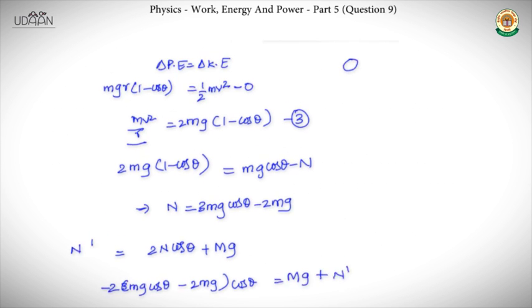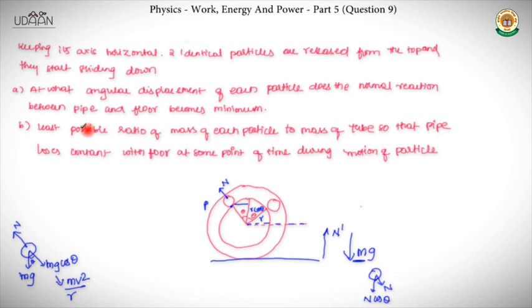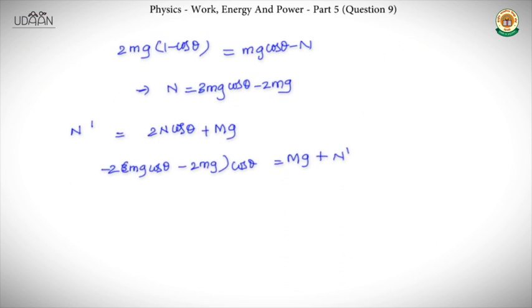As we required N dash in the given question, what is asked is: at what angular displacement of each particle will the normal reaction between the pipe and floor be minimum? So for the minimum normal reaction, we take the differentiation dN dash equal to 0, differentiating with respect to theta. Why we are differentiating with respect to theta is, when we need to find a minimum of any quantity, we differentiate it and then check whether it is the minimum or not.